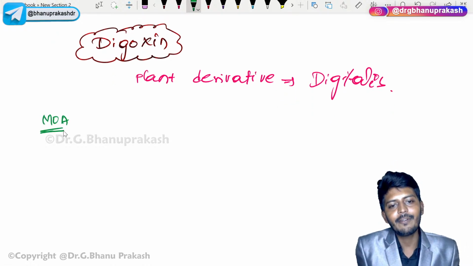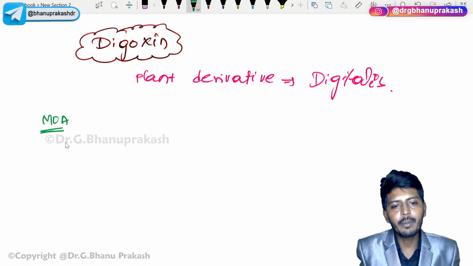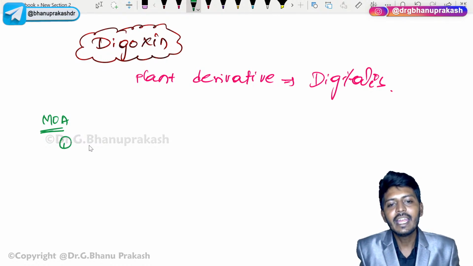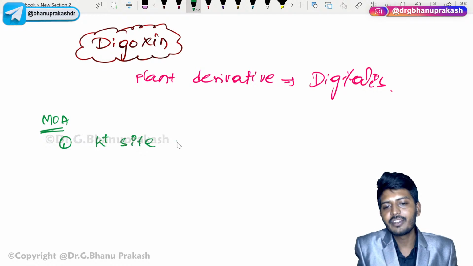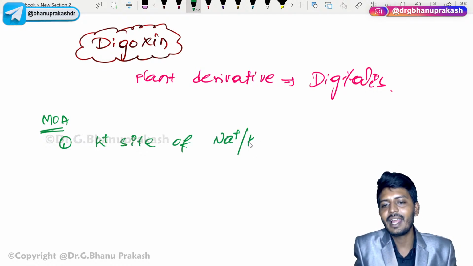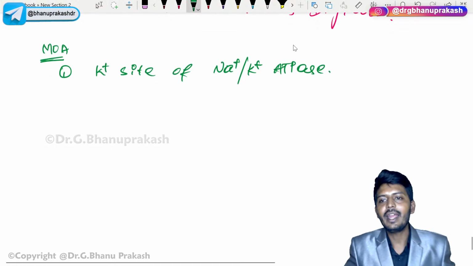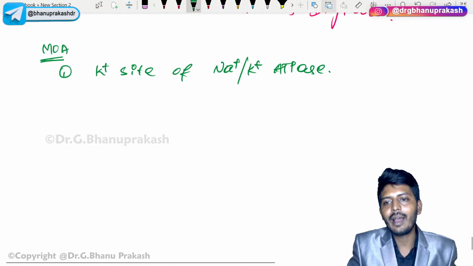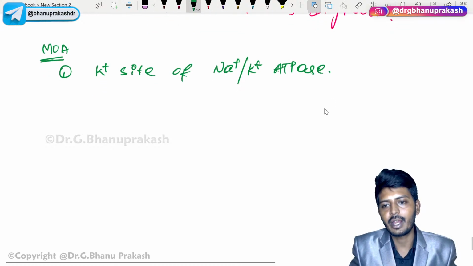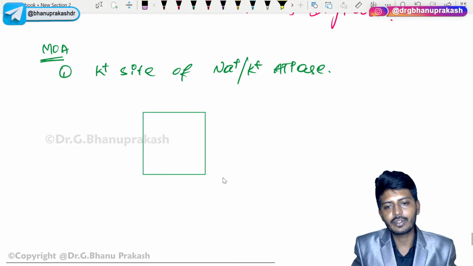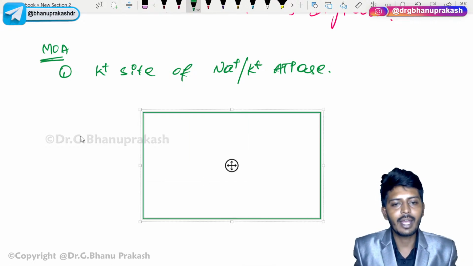The first and most important mechanism of action, my dear students, is that it will bind with the potassium site of sodium potassium ATPase. Which site? Sodium potassium ATPase. If it binds to this particular site, what will happen? Let's see. When you have a heart failure patient and you are giving this digoxin, how exactly will it work? We are learning here.